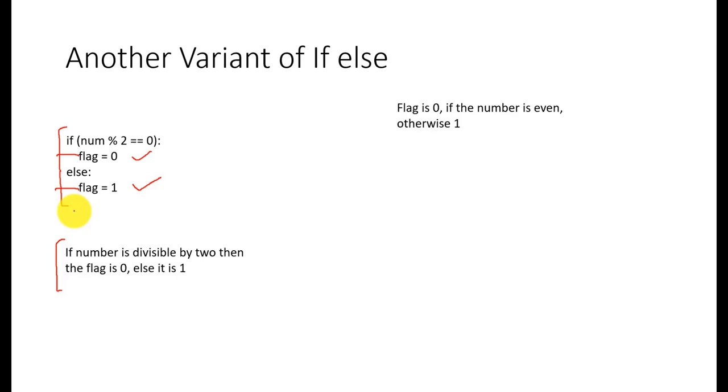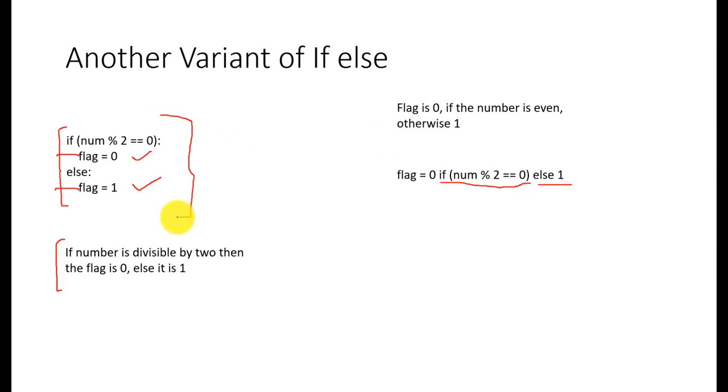Python provides us a construct through which we can write the code something similar to this. And what is that? This one. We say that flag is equal to 0 if number is divisible by 2. If num percentage 2 is equal to 0, that means the remainder of the operation, if num is divided by 2, is 0, then we set the flag to 0. Otherwise, 1. So Python provides us a construct which is very close to the English language.